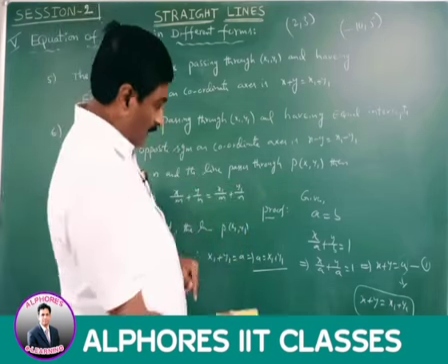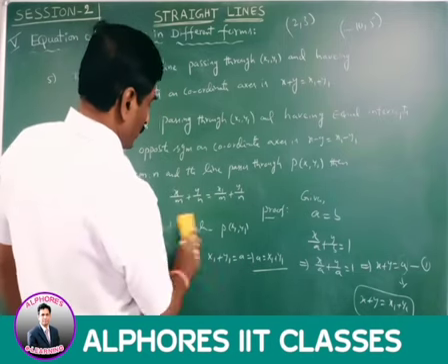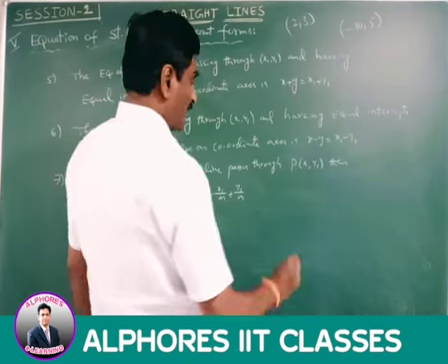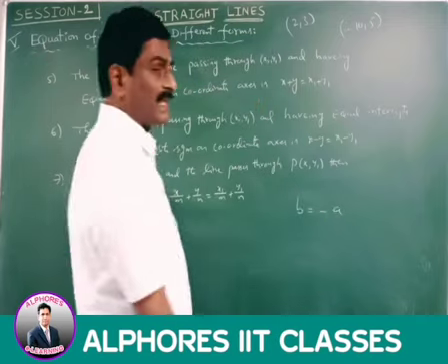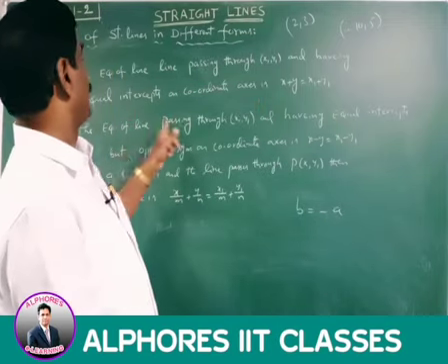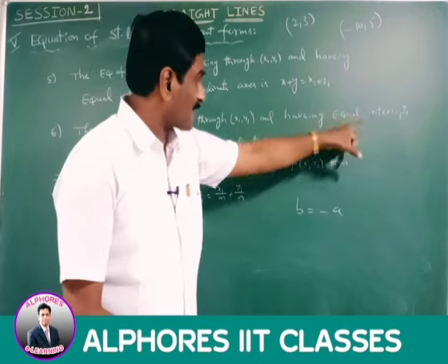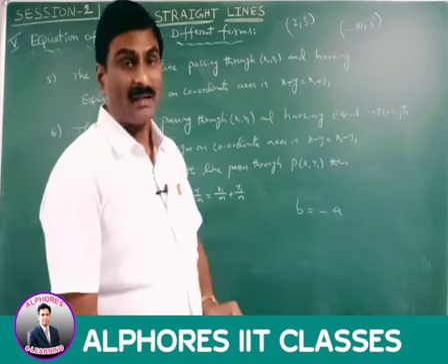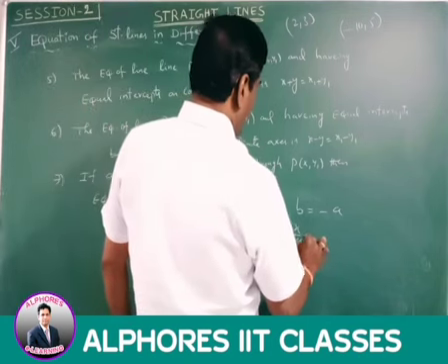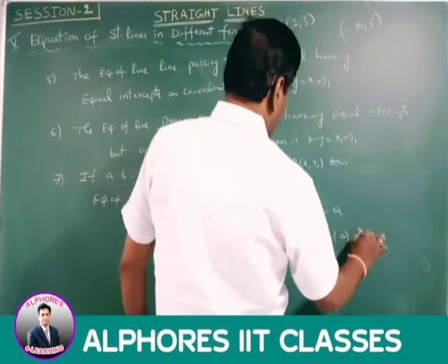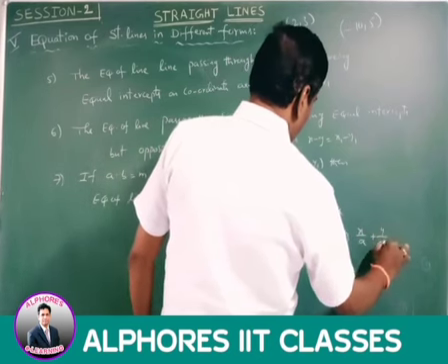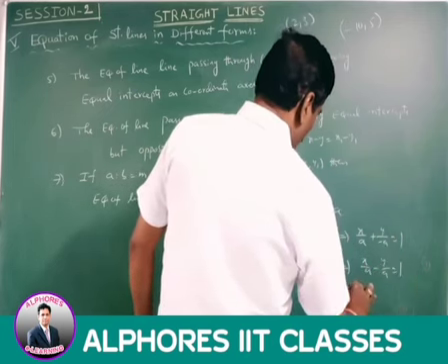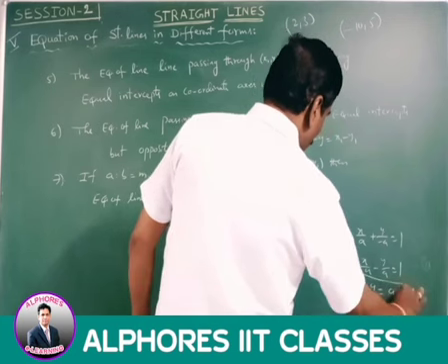So, in this case, let us assume the line equation x by a plus y by b is equal to 1. What is the relation between a and b? In this case, b is equal to minus a, or a is equal to minus b, since the line intercepts the coordinate axes in equal magnitude but opposite sign. So, b is equal to minus a. What is the equation of the line? x by a plus y by b is equal to 1. That means x by a plus y by minus a is equal to 1, that means x by a minus y by a is equal to 1. After LCM, it reduces to x minus y is equal to a.